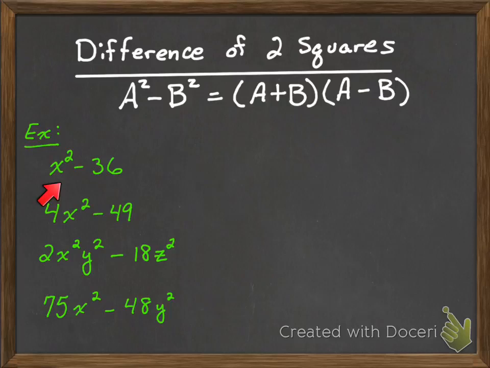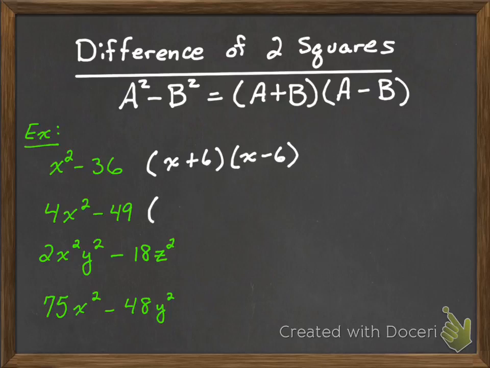All right, so let's look at the first problem here. There is no GCF to worry about in this first problem. Your a value in this will be the x. Your b value is going to be 6, because 6 squared is what would give you 36. Therefore, the factoring for this is going to be x plus 6 multiplied by x minus 6.